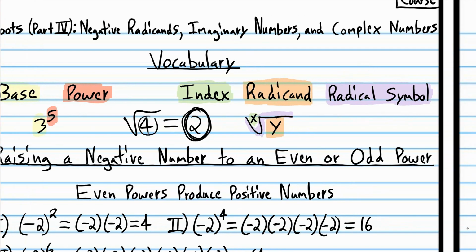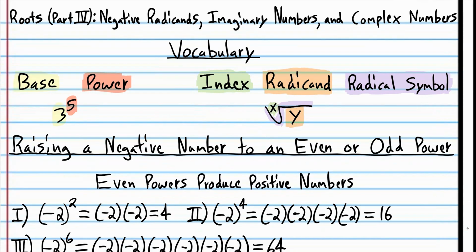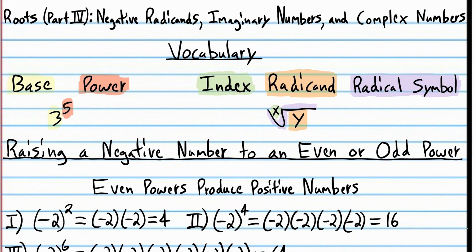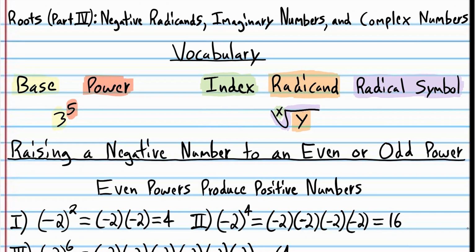And of course 4 is the radicand, and the number in here, we don't see any number, but whenever you don't see a number, it's assumed to be 2, so the index is 2. So this is all stuff that we're going to use today, and you can take a screenshot of that if you want.